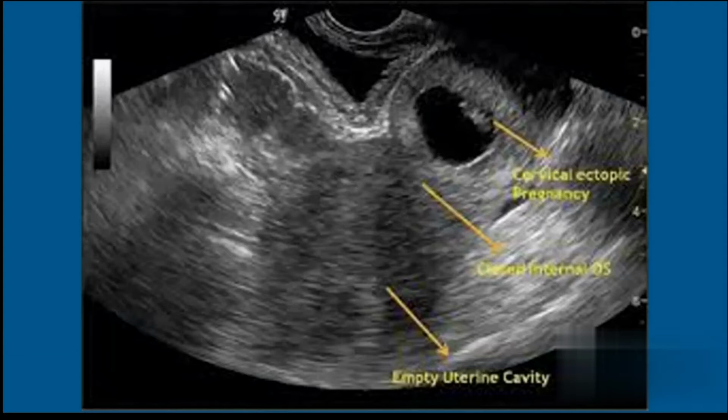That in cornual pregnancy, it will be lateral to the attachment of the round ligament, and in angular pregnancy, it will be medial to the round ligament. But remember, cornual pregnancy is the most dangerous type of ectopic pregnancy.